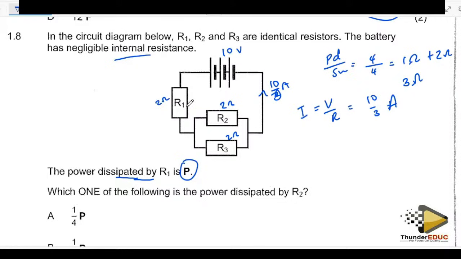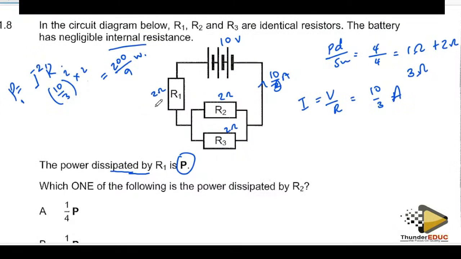So if I were to look at, do I need the voltage? I can use I squared R. Let's say I'm looking for the power of R1. So it's going to be 10/3 squared times the 2. 10/3 squared is going to be 100/9, and then times 2. That's going to give me 200/9 watts. That's the power in this.